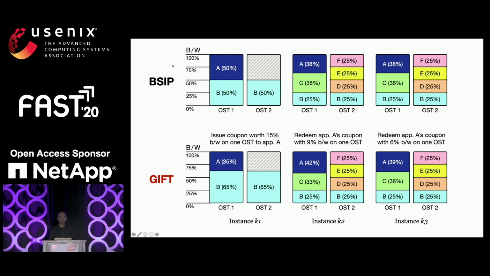And this is just for 2 OSTs and a few applications. But as you can imagine, there are tens to hundreds of OSTs and tens to hundreds of applications performing I/O in parallel. So there are a lot of these gaps which can be leveraged to improve their performance considerably.